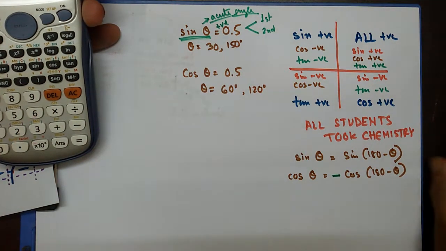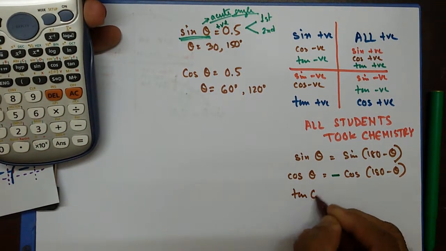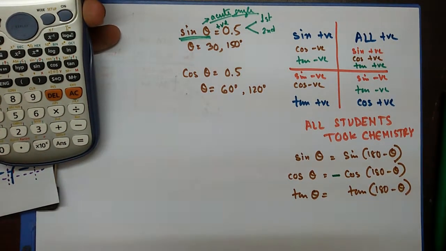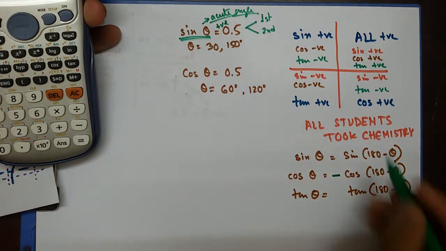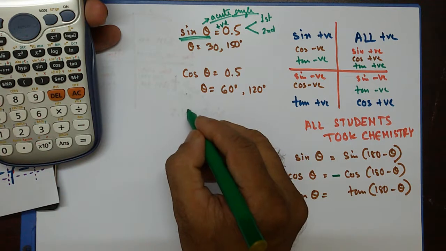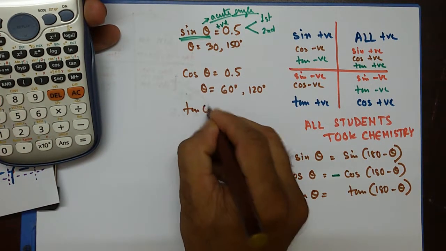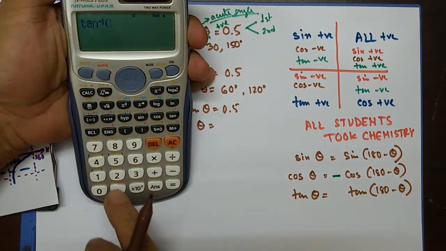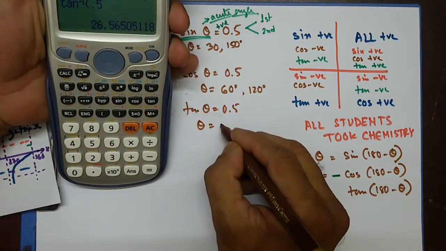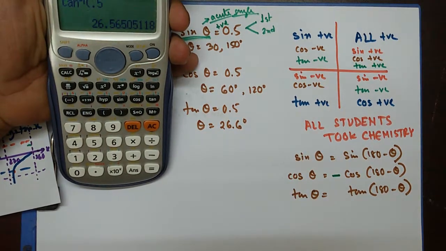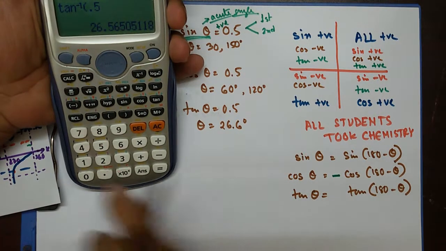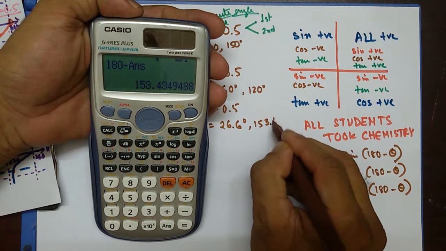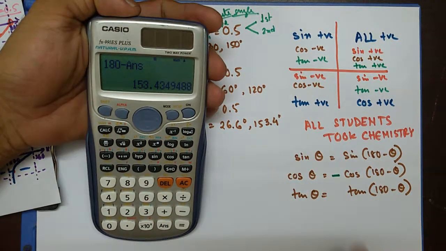All right, so we rewrite this equation: cos theta equals negative cos of 180 minus theta. Let's see what happens if I have tan theta. For tan theta, we're going to write down again the same way, tan of 180 minus theta. Now, this is in the second quadrant, right? 180 minus theta is over here. Let's say tan theta is 0.5 again. So theta equals tan inverse 0.5, and I got about 26.6 degrees. Then when I subtract that from 180, I'm getting 153.4 degrees. Okay, same thing.